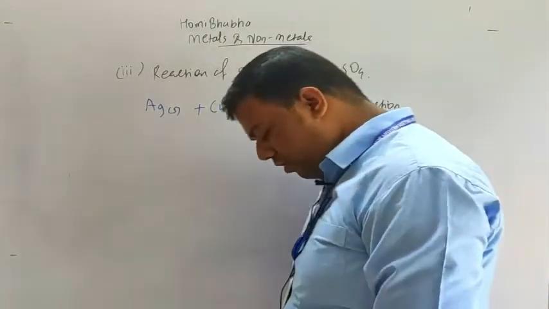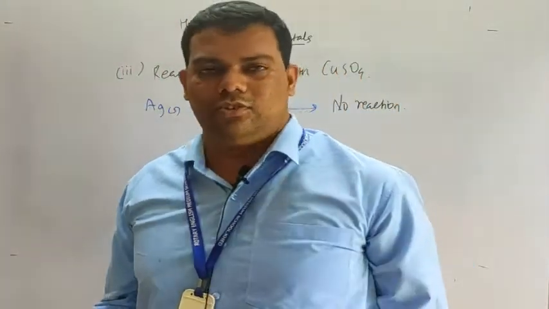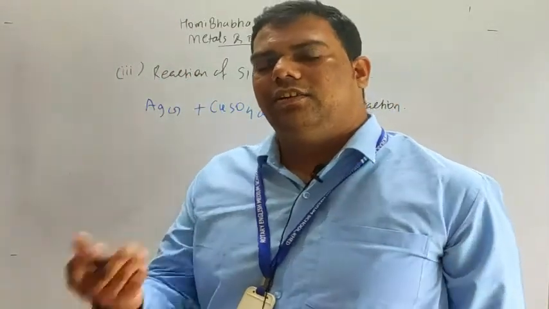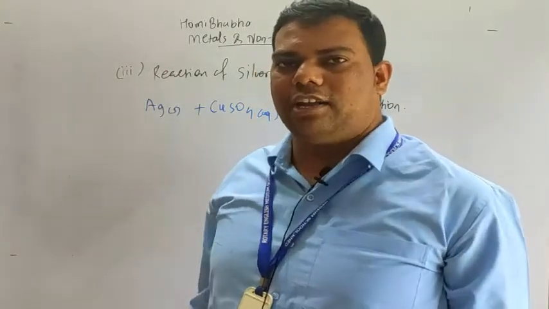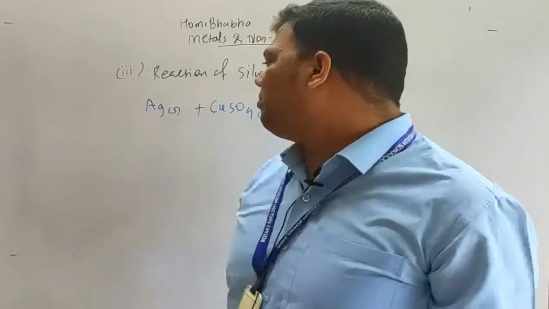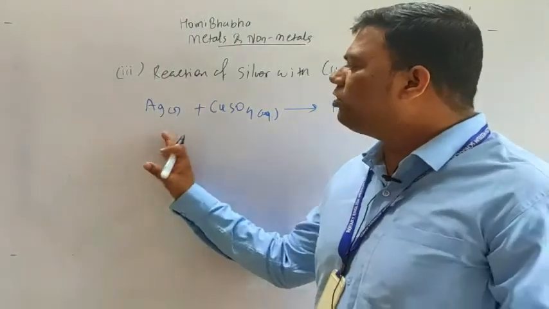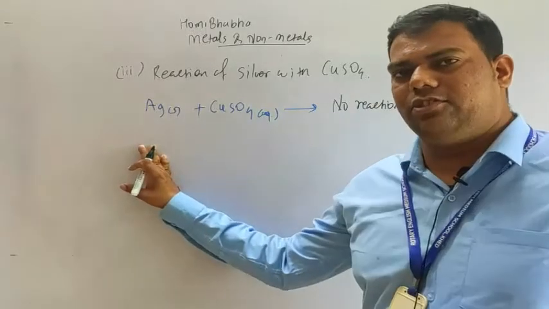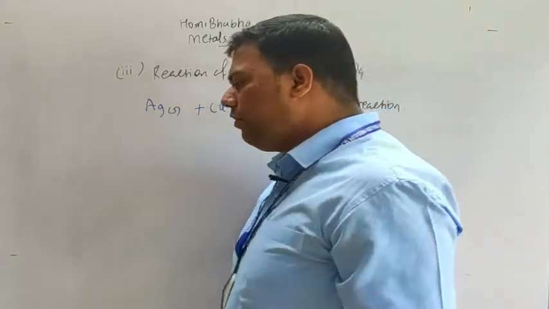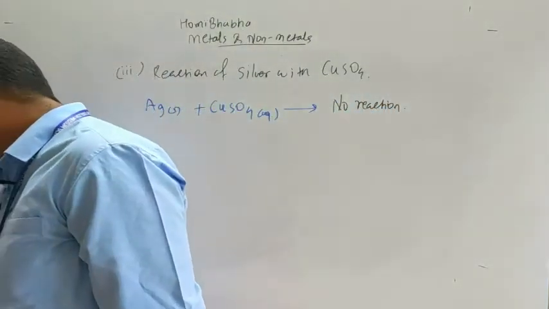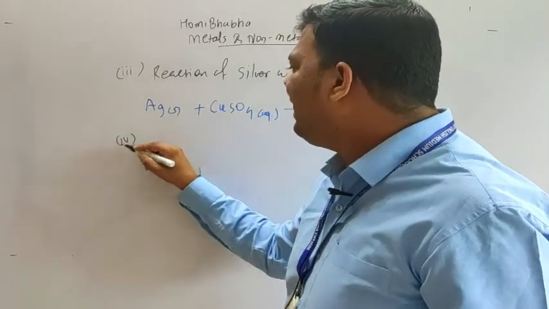In our activity series also, we can easily visualize that whichever is on the upper side is more reactive. So here silver can't displace your copper, because silver is less reactive than copper. Okay, we will see some more examples. We can write them directly.